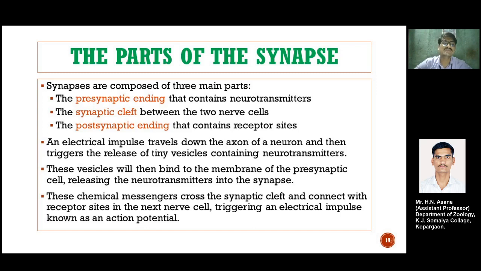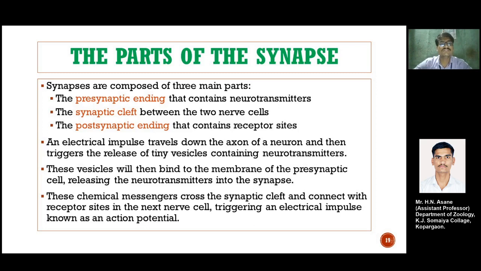The second part is the synaptic cleft between the two nerve cells. That fine gap is referred to as the synaptic cleft. The third main part is the postsynaptic ending. The presynaptic ending is the donating end of these neurotransmitters, the synaptic cleft is the area into which they are released, and the postsynaptic endings are the receiving ends, on the dendrites or the targeted organ, or the targeted cell itself.